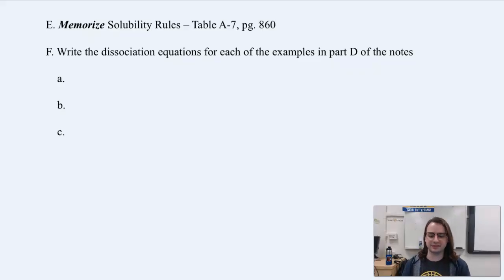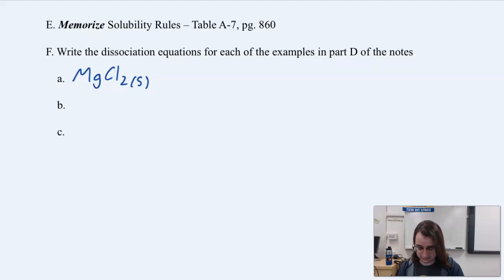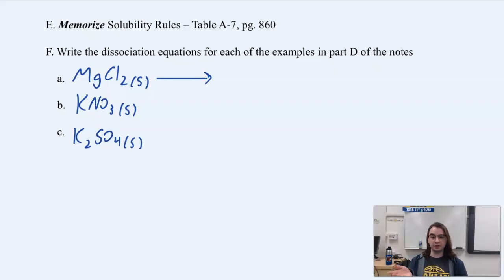Let's do a little practice with this concept. We're going to write dissociation equations. I don't know if you remember what a dissociation equation is, but we're going to try and write the dissociation equation between the three different things that we talked about in part D. So those first examples that we did where we were determining the concentration of things, we are going to write the dissociation equation for each one. I'm going to show you the first one to kind of refresh your memory on how this works, and then I'm going to let you do the next two on your own.